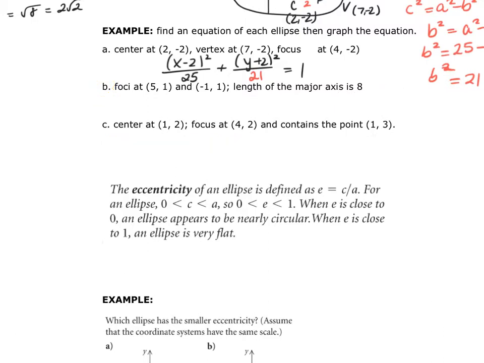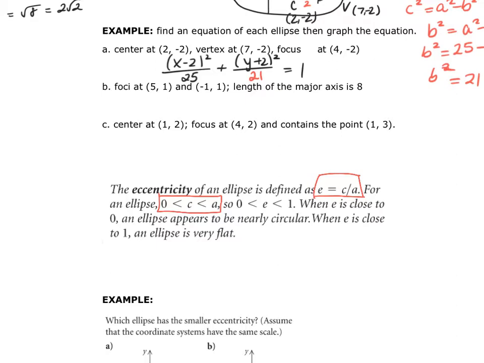Let's take just a moment to talk about the eccentricity of an ellipse. We're going to hit this further when we get into polar coordinates, where we graph conic sections with polar equations. The way that we define the eccentricity, E, is my C value, which is the distance from the center to the foci, divided by A, which is the distance from the center to a major vertex. For an ellipse, C is less than A, but greater than 0.